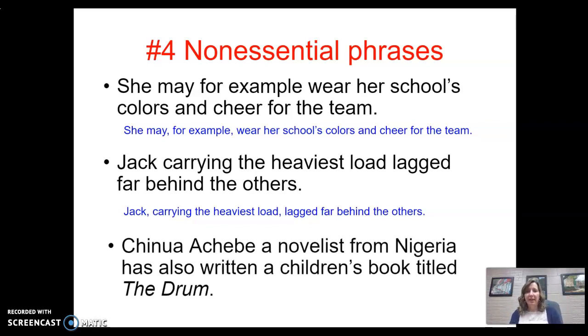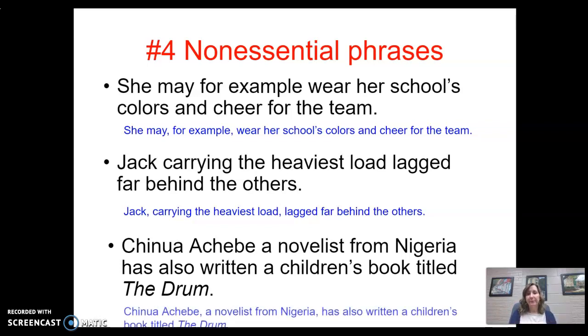Okay, next: Chinua Achebe, a novelist from Nigeria, has also written a children's book titled The Drum. Especially when we start off a sentence with a proper noun, we know exactly who we're talking about because it's a specific person. The things that come after that are going to be extra information, non-essential information. So "a novelist from Nigeria" just tells us more information about him, but is not necessary to the meaning of the sentence, and so we're going to set that off with commas.